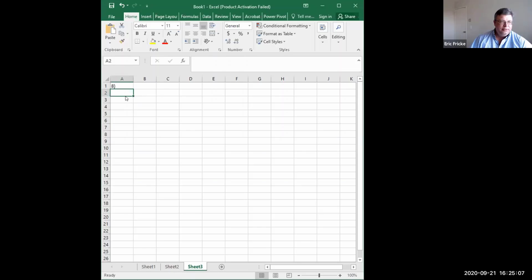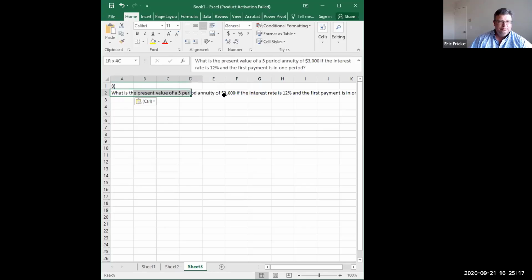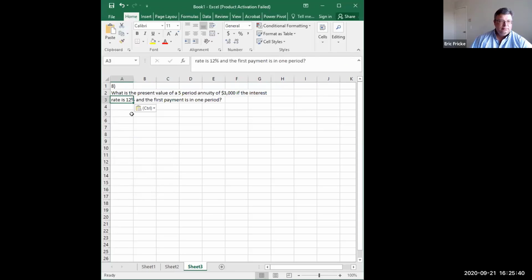All right, here's the question. What's the present value of a 5-period annuity of $3,000 if the interest rate is 12% and the first payment is in 1 period?